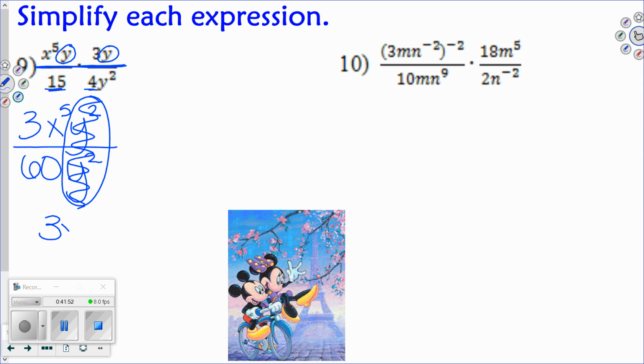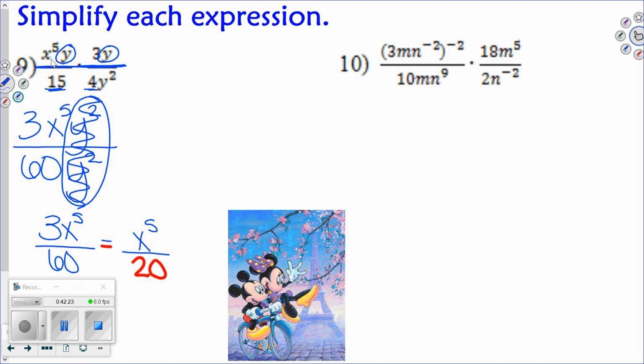So I have 3x to the 5th over 60. Am I done? Last step is simplify. Does 3 over 60 simplify? That is 1 over 20. Now, I did not write the 1. Is it wrong? Why not? Is it implied? It's implied because there's an x here.